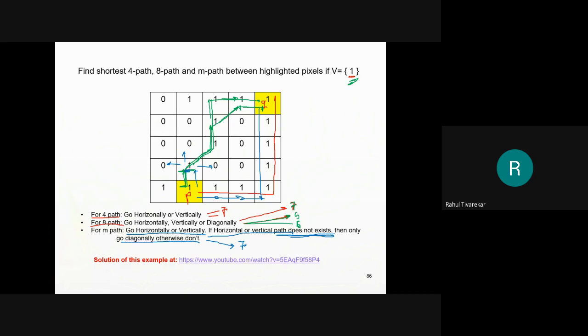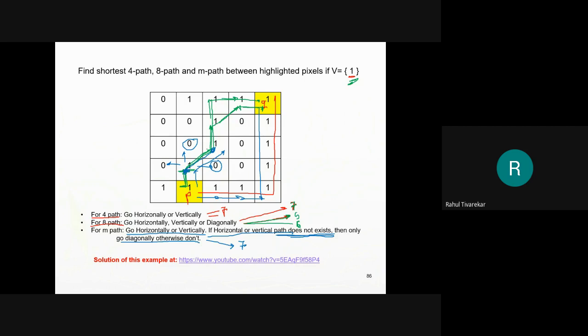So let's see if a diagonal path is available from this pixel to this pixel. Yes, a diagonal path is available, and the 4-neighbors of this and of this have two common elements, which are 0 and 0, which are not from the set V. Hence we can consider this diagonal path, because we don't have any common element in N4(P) intersection N4(Q) that is part of V. Okay, so we can consider this path.